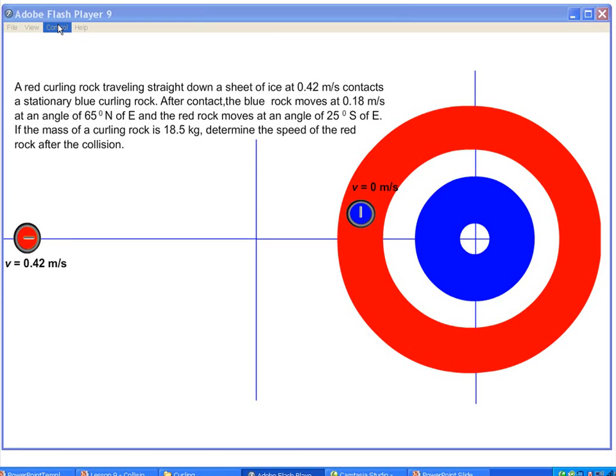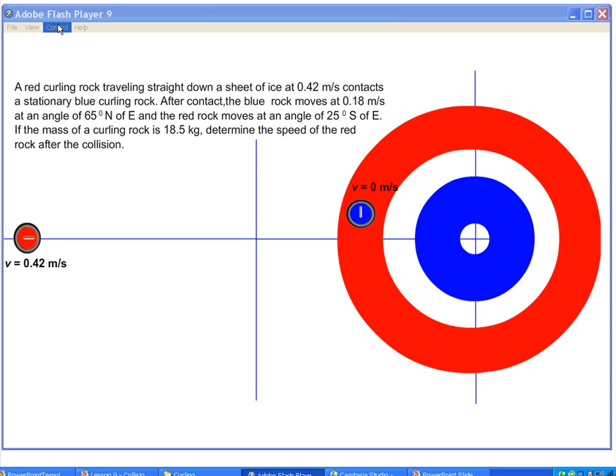Here's example number 2. A red curling rock traveling straight down a sheet of ice at 0.42 meters per second contacts a stationary blue rock. After contact, the blue rock moves at 0.18 meters per second at an angle 65 degrees north of east. The red rock moves at an angle 25 degrees south of east. The mass of the curling rock is 18.5 kilograms. Determine the speed of the red rock after the collision.